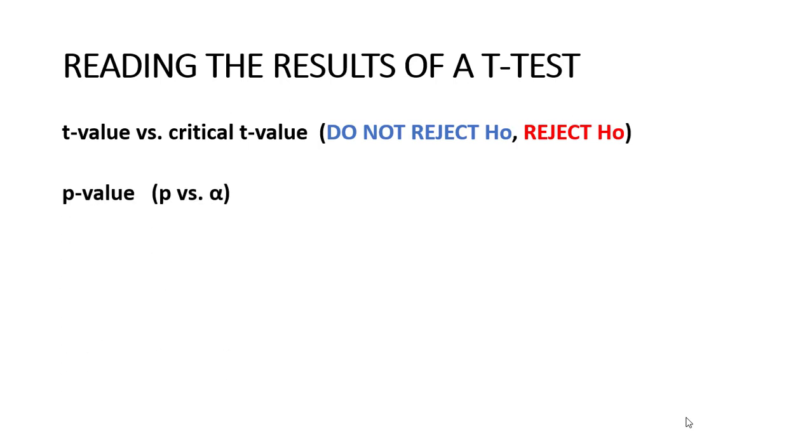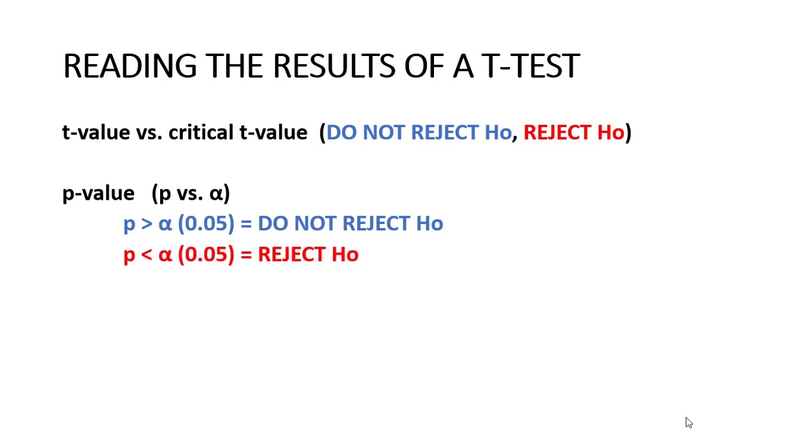The second way to do this is to compare the p-value with alpha, where alpha typically is going to be 0.05. So if p is higher than alpha, we do not reject the null hypothesis. And if p is lower than alpha, then we reject the null hypothesis. Here, remember our song, which says p is high, H null can fly. So in that case, we do not reject.